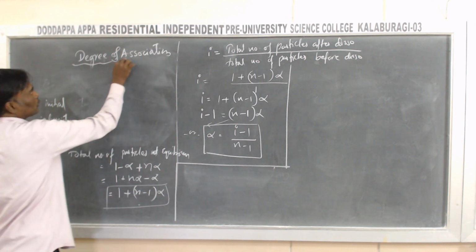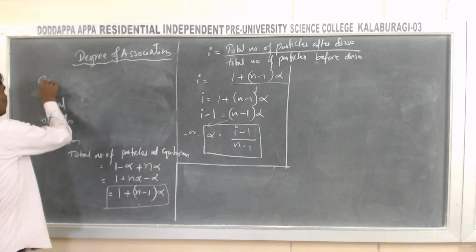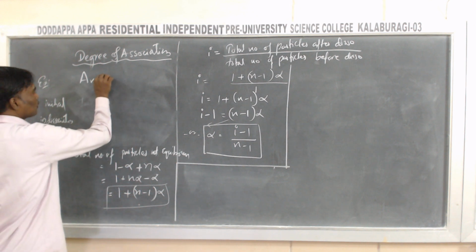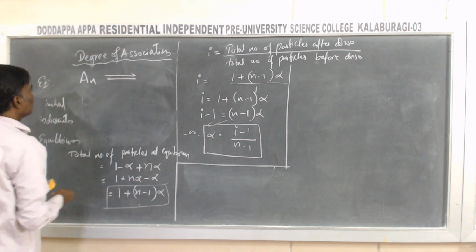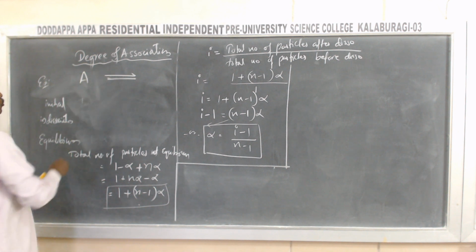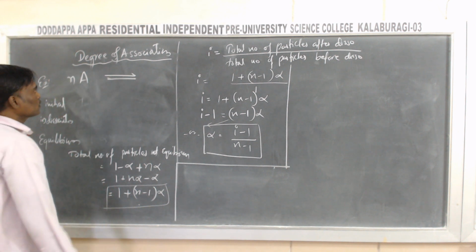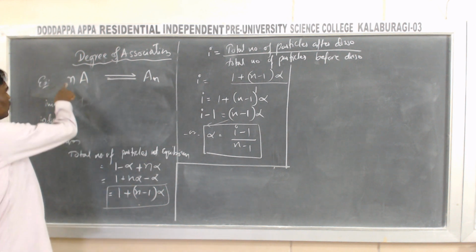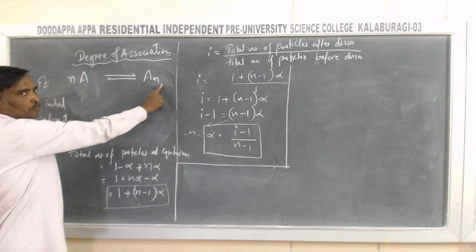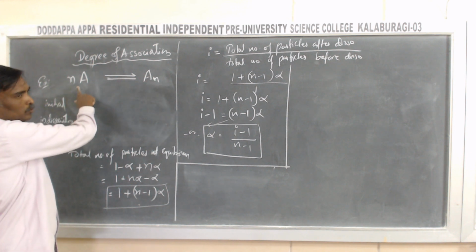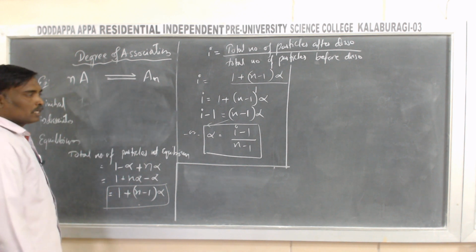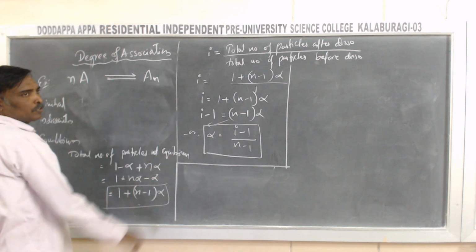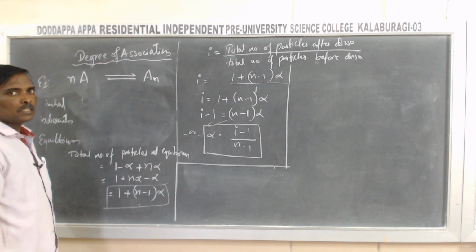In association, n number of A molecules associate to form one molecule. So here, if n is 2, two molecules combine to form one dimer. If n is 3, three molecules combine to form a trimer. Like that, n number of molecules combine to form a polymer. So n number of molecules are fused together to form a single one.